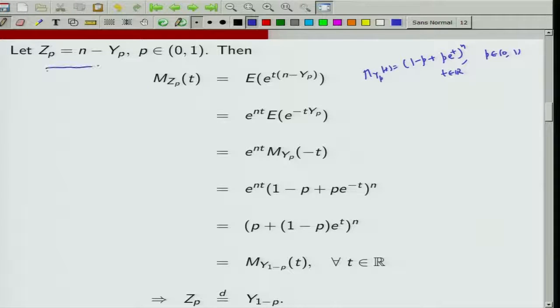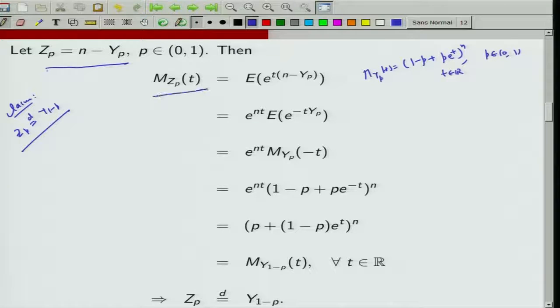So I define Z_p as n minus Y_p. My claim is that Z_p has the same distribution as Y_{1 minus p}. Now to show this, I will show that the two have the same moment generating function.